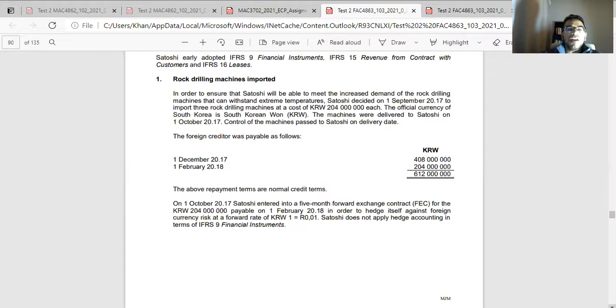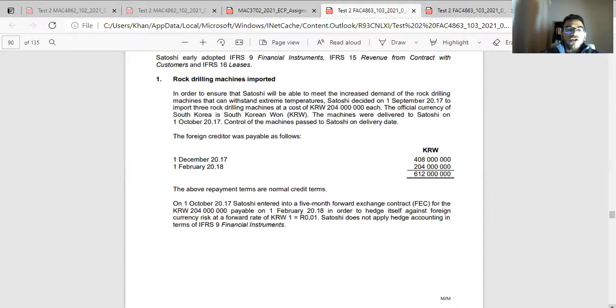Then they say the above repayment terms are normal credit terms. Okay, so we're happy. If it was beyond normal credit terms, we'd have to present value these numbers. So they're not making it that complex. They're just saying it's normal credit terms, so there's no need for any present valuing.